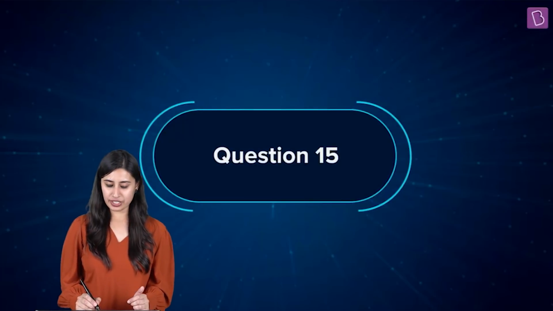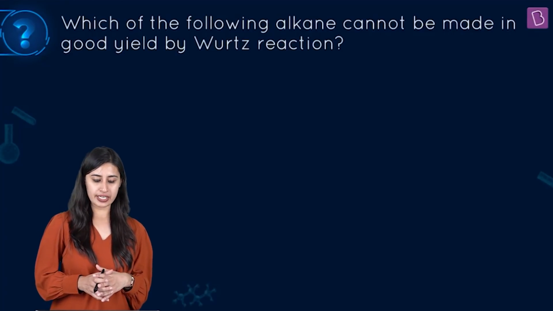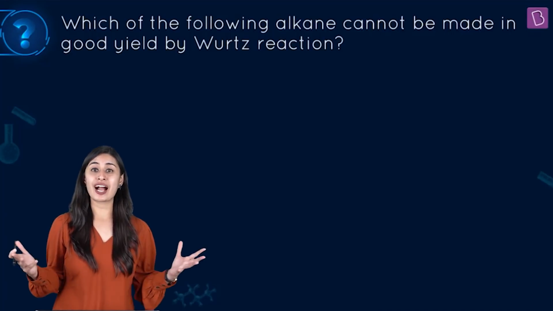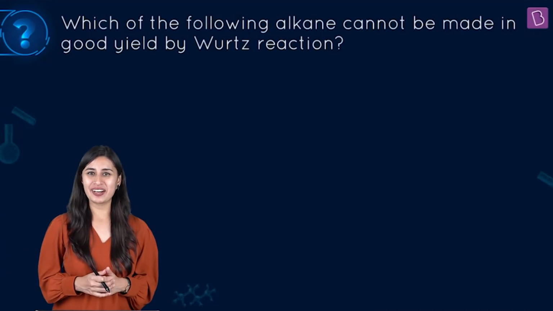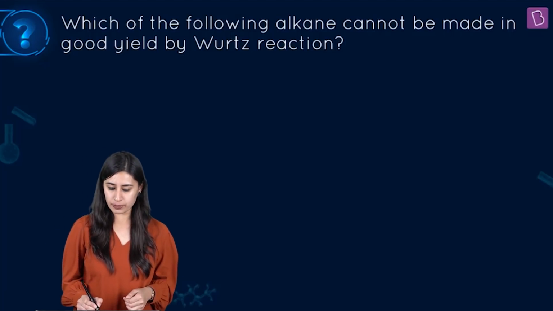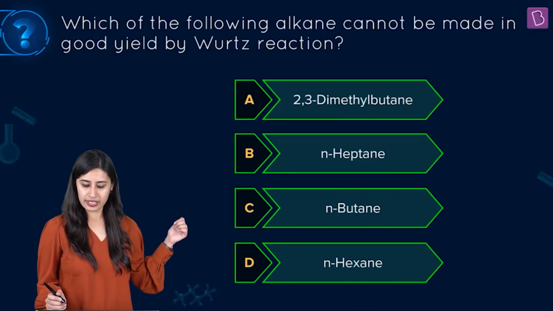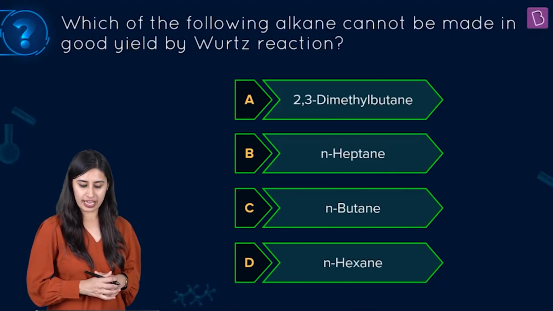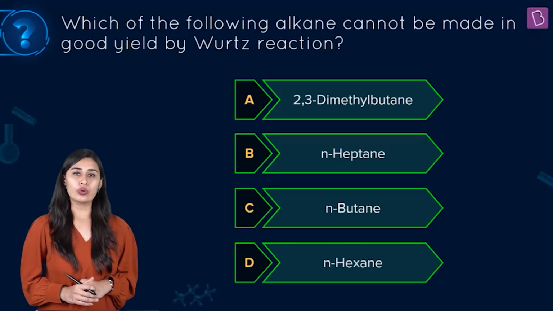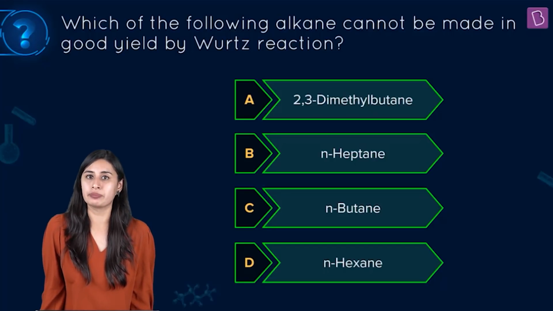Now the final question is, which of the following alkanes cannot be made in good yield by Wurtz reaction? What better end than Wurtz reaction itself? One of the very, very important named reactions. Let's check out the options. Option A, 2,3-dimethylbutane. Option B, n-heptane. Option C, n-butane. Option D, n-hexane. Cool. The question is, in fact, very simple.